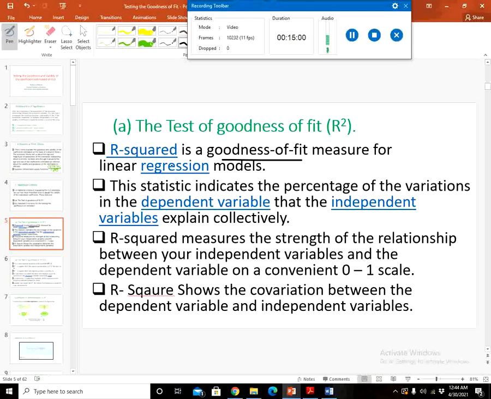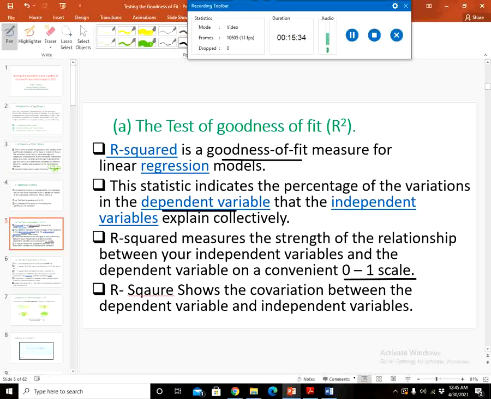What does it show? This statistic indicates the percentage of variation in the dependent variable that the independent variables explain collectively. There may be one independent variable for a simple linear regression model, and there may be more than one independent variable for the multiple regression model. R-square measures the strength of the relationship between your independent variables and the dependent variable on a convenient 0 to 1 scale. What does R-square show?